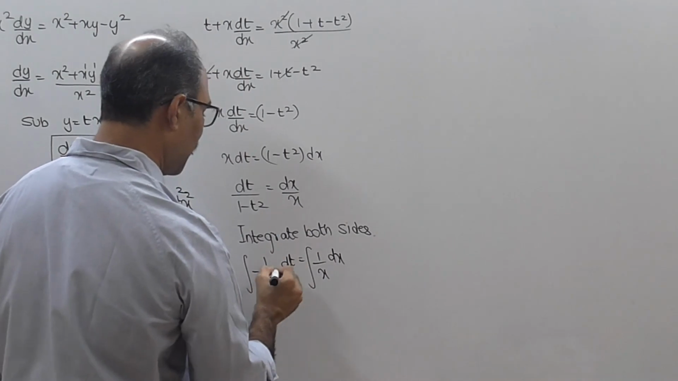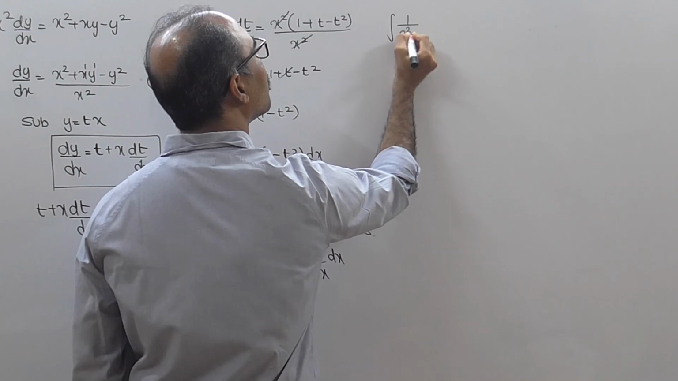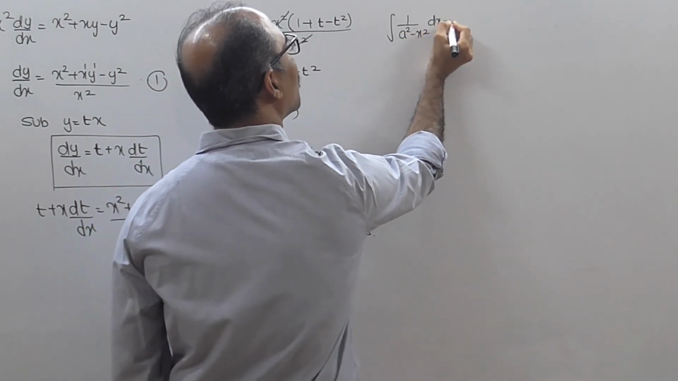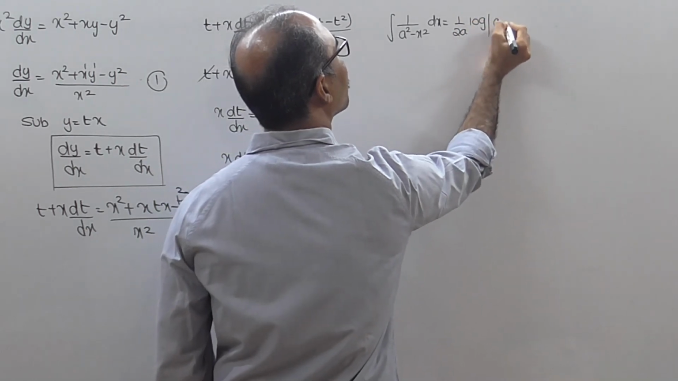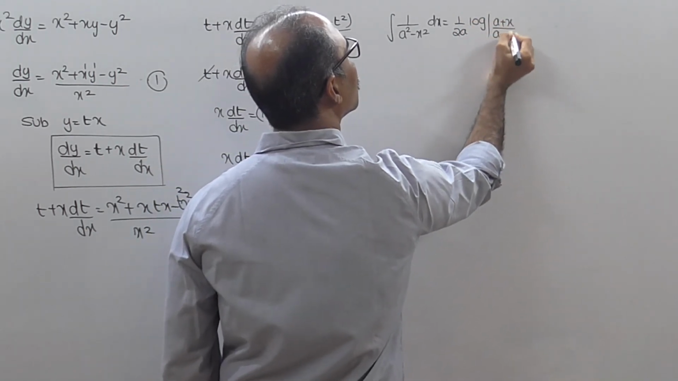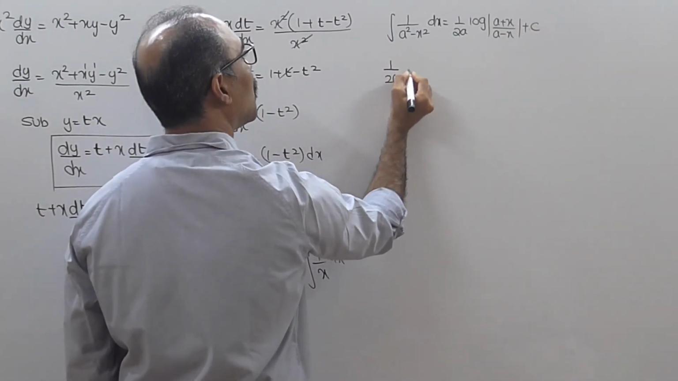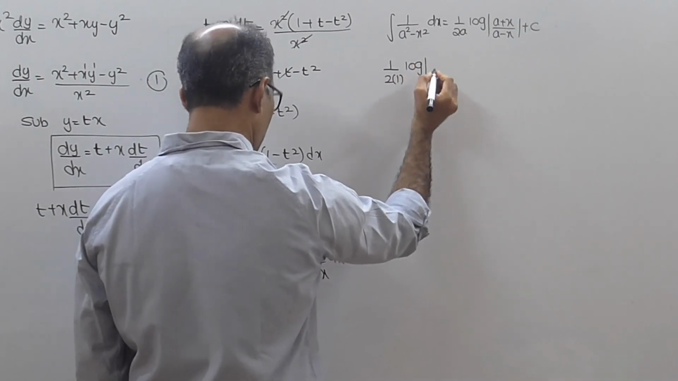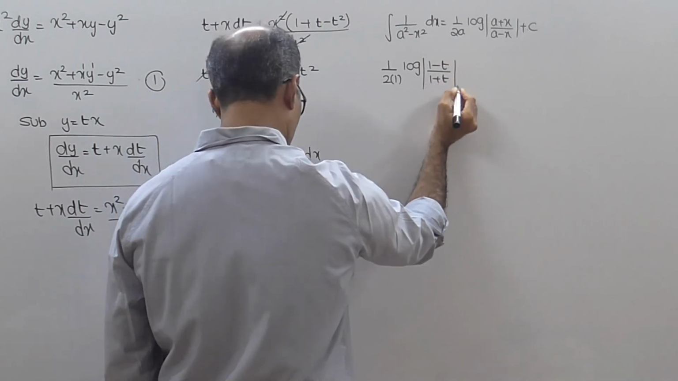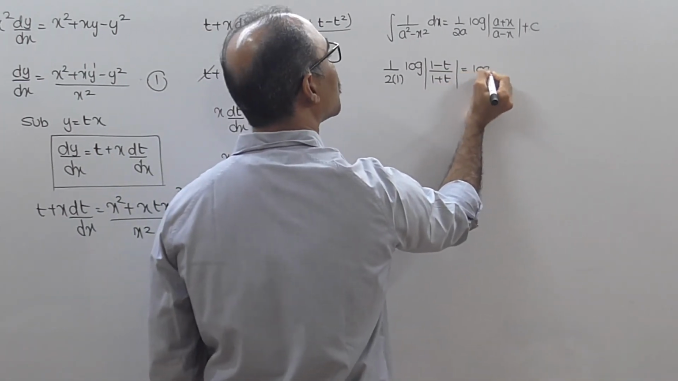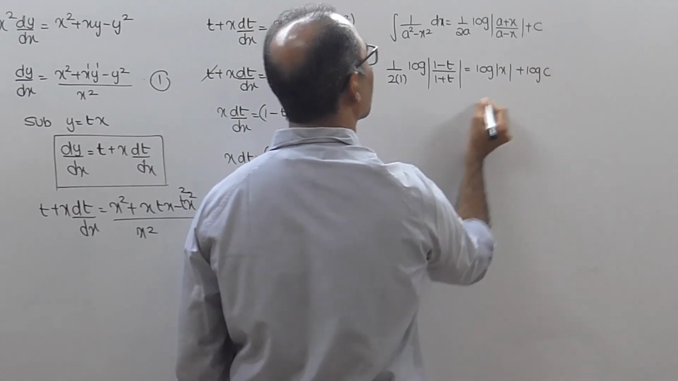So this 1 we can write as 1 square. This is in the form of integration of 1 upon a square minus x square. I hope you know the formula. The formula is 1 upon 2a log modulus of a plus x upon a minus x plus c. So this will become 1 upon 2 into 1 log modulus 1 plus t upon 1 minus t. Integration of 1 upon x is log modulus of x, and here you can write plus log c.